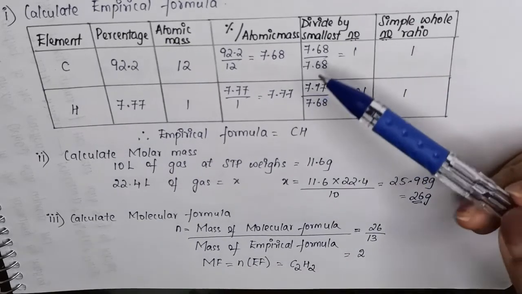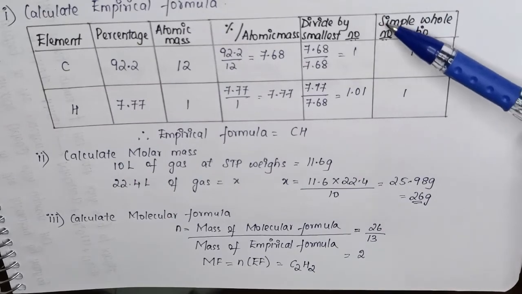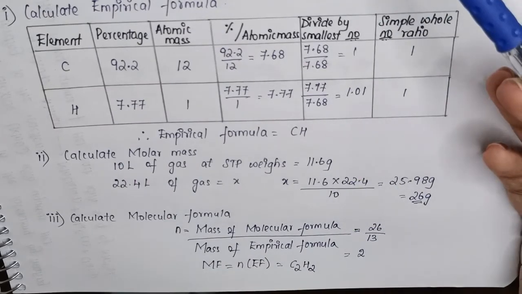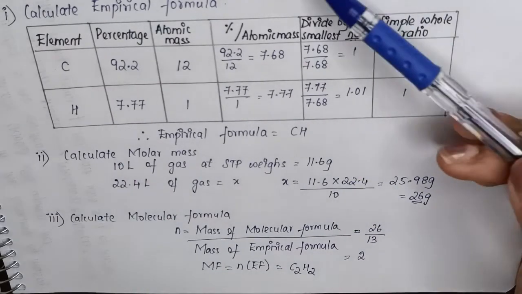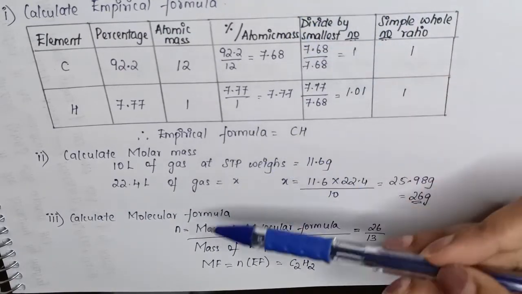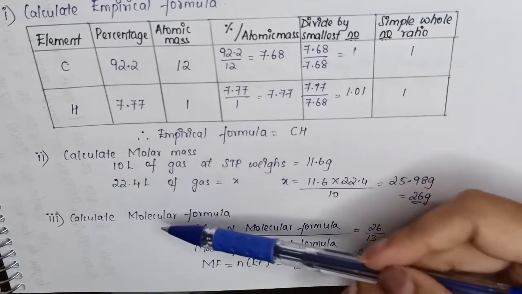So this is just an indirect method for you to calculate empirical or molecular formula by giving you the weight of carbon dioxide and water. First you need to find out what is the percentage, then do a normal method of calculation of empirical and molecular formula.